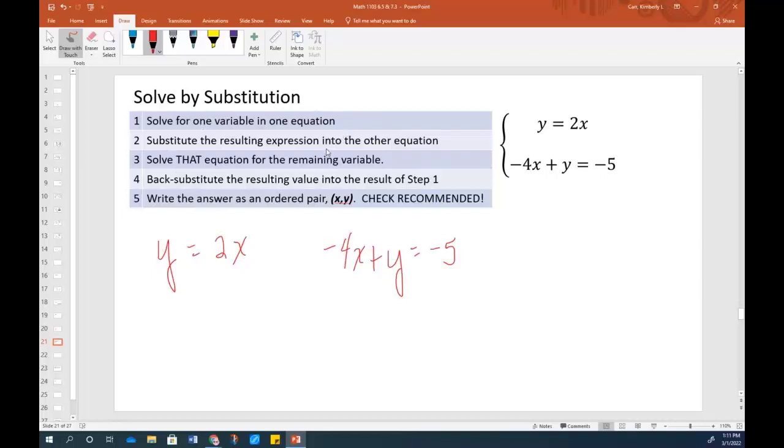Solve for one variable in one equation. That means get one variable all by itself, so it says that variable equals. Well, if you look at this first equation, I already have y equals. So we'll consider that done. Step 2, substitute the resulting expression into the other equation. Well, the resulting expression was 2x. If y is equal to 2x, I need to replace the y in the other equation with 2x.